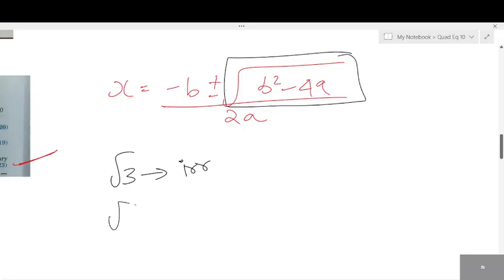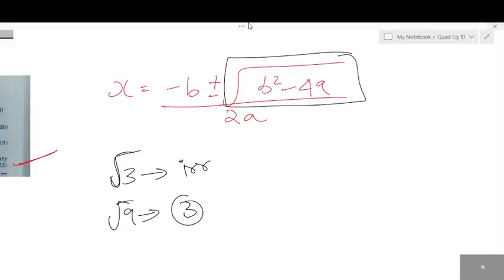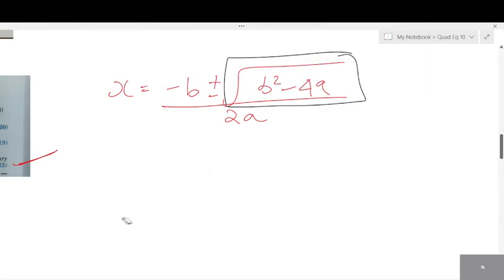No, irrational. Root 9 is rational. What is the root 9 answer? 3. Root 9 is rational. Anything which is in a root, student, which is not a perfect square, that is an irrational value. Anything which is not a perfect square value is irrational. Fine. So we just take this b square minus 4ac. We give it a name called d. D stands for discriminant. It's a separate concept, discriminant.